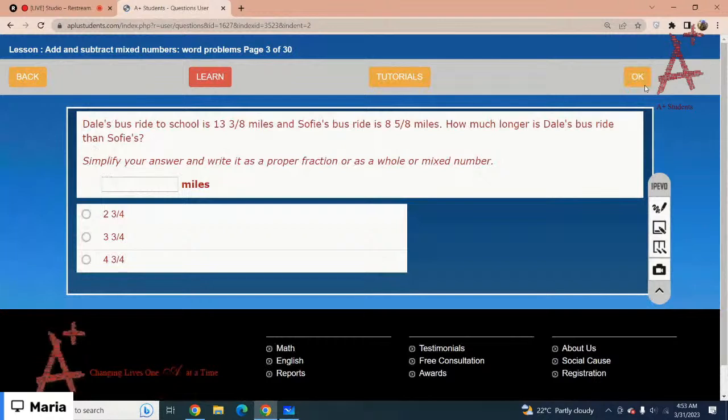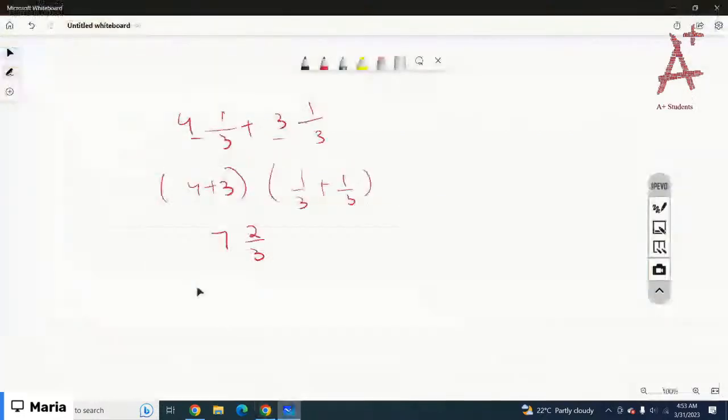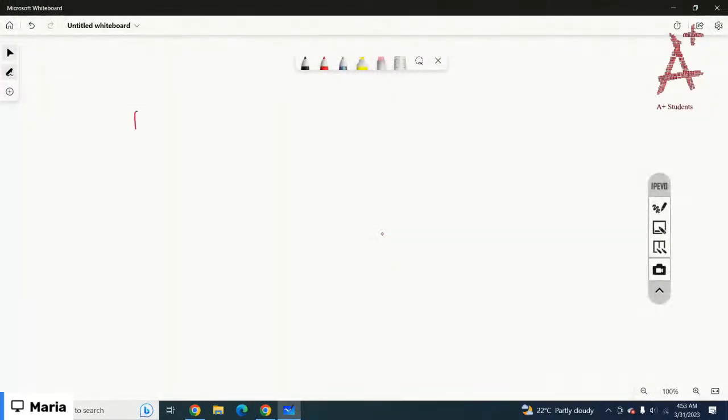Dale's bus ride to school is 13 whole 3 by 8 miles and Sufi's bus ride is 8 whole 5 by 8. How much longer is Dale's bus ride than Sufi's? So basically you have to subtract Sufi's bus ride out of Dale's. So just do 13 whole 3 over 8 minus 8 whole 5 over 8.